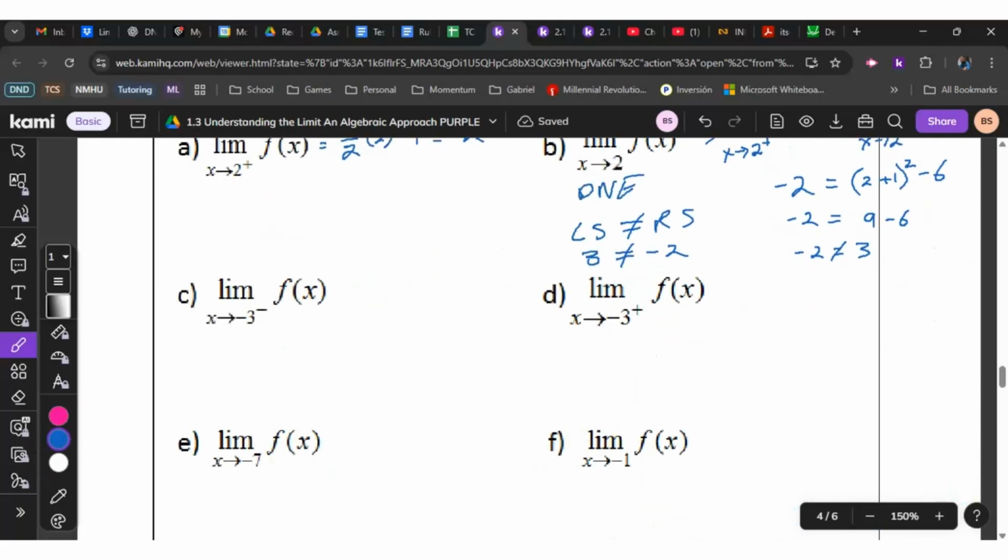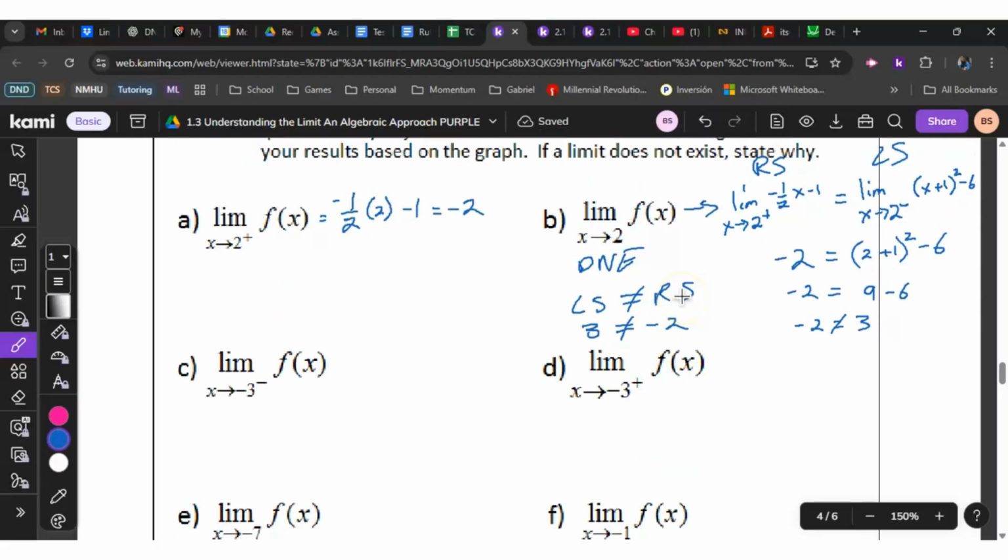So a question: if there is a graph, can we just write the answer? Yes, of course, if it's multiple choice. If it's written, you need to write down some work.